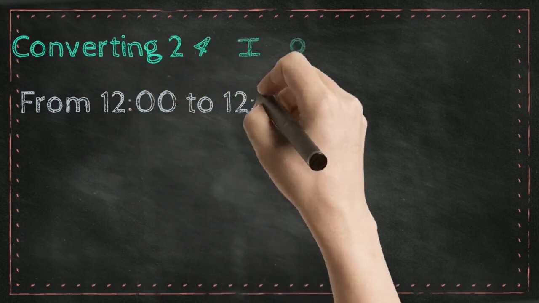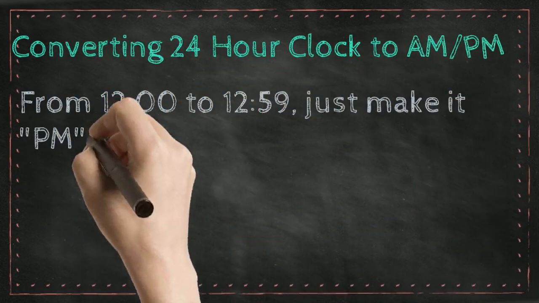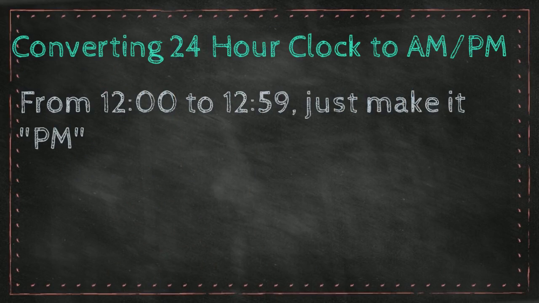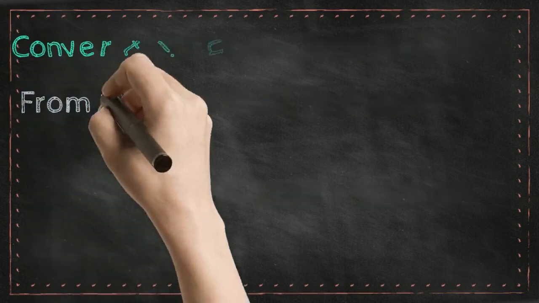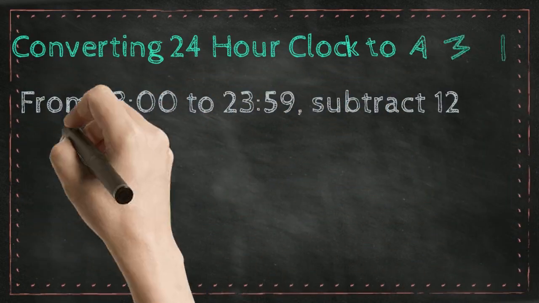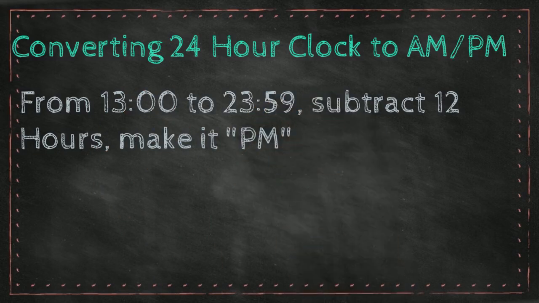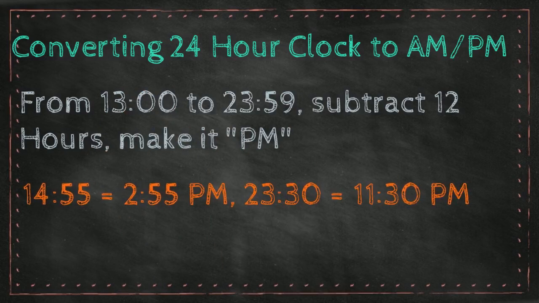And then another easy part is from 12 o'clock to 12:59, you don't need to change anything again, just make it PM. So 12:10 equals 12:10 PM, or 12:55 equals 12:55 PM. You don't need to change anything actually. Then from 13 o'clock to 23:59, you need to subtract 12 hours to make it PM. For example, 14:55 take away 12 equals 2:55 PM, or 23:30 equals 11:30 PM.